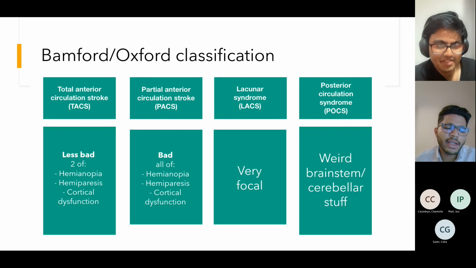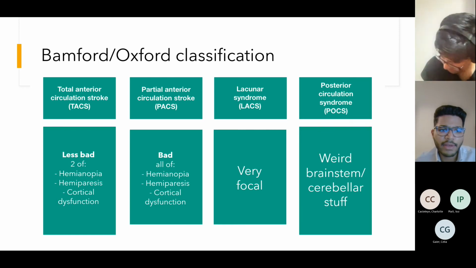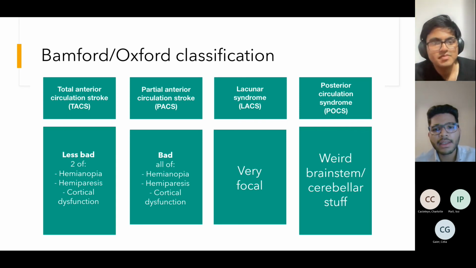But a total anterior circulation stroke is really bad. It's when you have hemianopia, hemiparesis, and cortical dysfunction. So you've got like an aphasia or a visual field defect or something. And then you can have a partial anterior circulation stroke, which, as the name suggests, is less bad. So you only have 2 of those things, not 3.